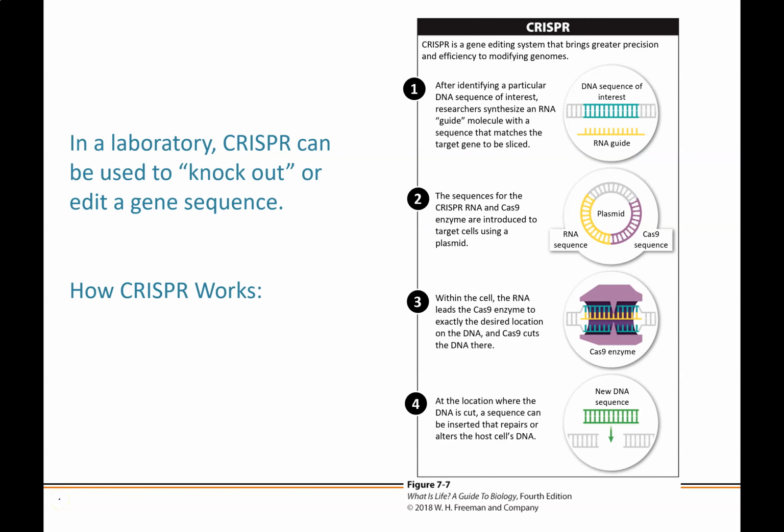So let's look at how CRISPR works as a gene editing system. Again, this is a picture from my Bio 100 book. I really like this picture because it's nice and simple. In a laboratory, we can use CRISPR in one of two ways. We can use CRISPR to knock out or disable a gene, or we can use it to edit a gene sequence, to put in a corrected sequence or a sequence that we want.